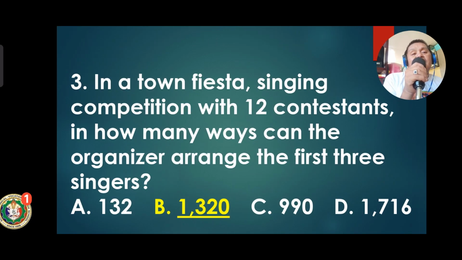Number 3. In a town fiesta singing competition with 12 candidates, in how many ways can the organizer arrange the first 3 singers? Letter A, 132. Letter B, 1,320. Letter C, 920. And letter D, 1,716. So the possible answer there for number 3, please solve, is B, 1,320.